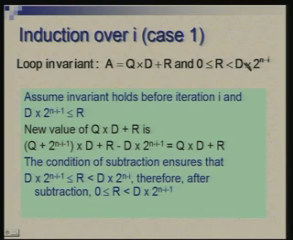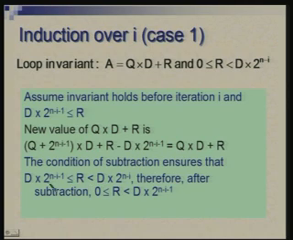So, the condition of subtraction is ensuring that d is less than this, and we know that d into this is greater than r. Which means that d into 2 raised to power n minus i minus 1 is less than or equal to r, less than or equal to d into 2 raised to power n minus i. So the left part of the inequality is ensured by our assumption, and the other part is ensured by noticing that the invariant holds before the iteration.